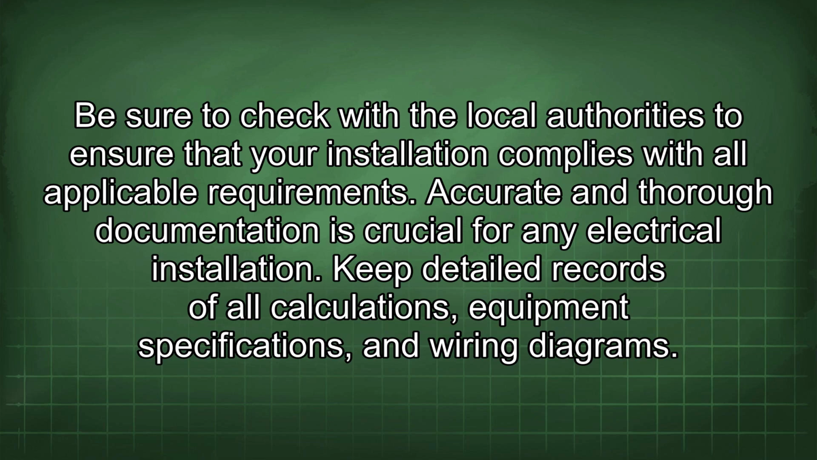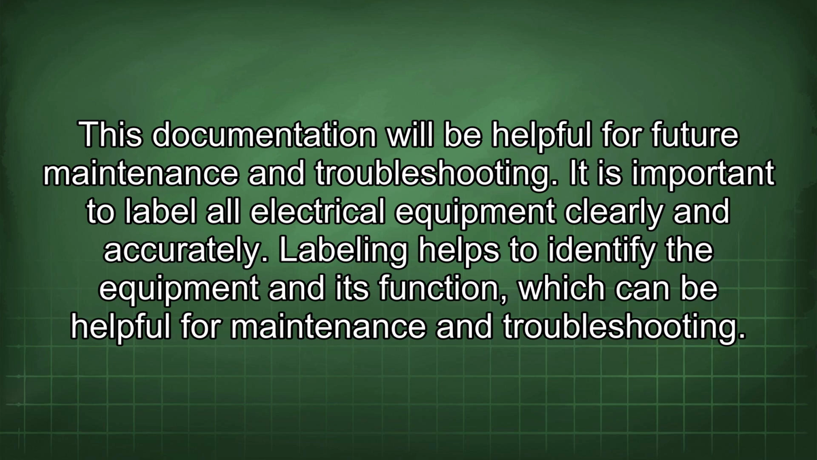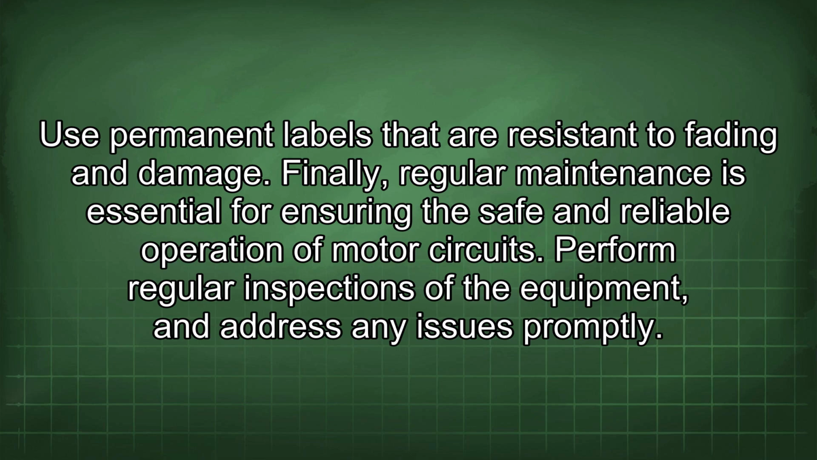Accurate and thorough documentation is crucial for any electrical installation. Keep detailed records of all calculations, equipment specifications, and wiring diagrams. This documentation will be helpful for future maintenance and troubleshooting. It is important to label all electrical equipment clearly and accurately. Labeling helps to identify the equipment and its function, which can be helpful for maintenance and troubleshooting. Use permanent labels that are resistant to fading and damage.